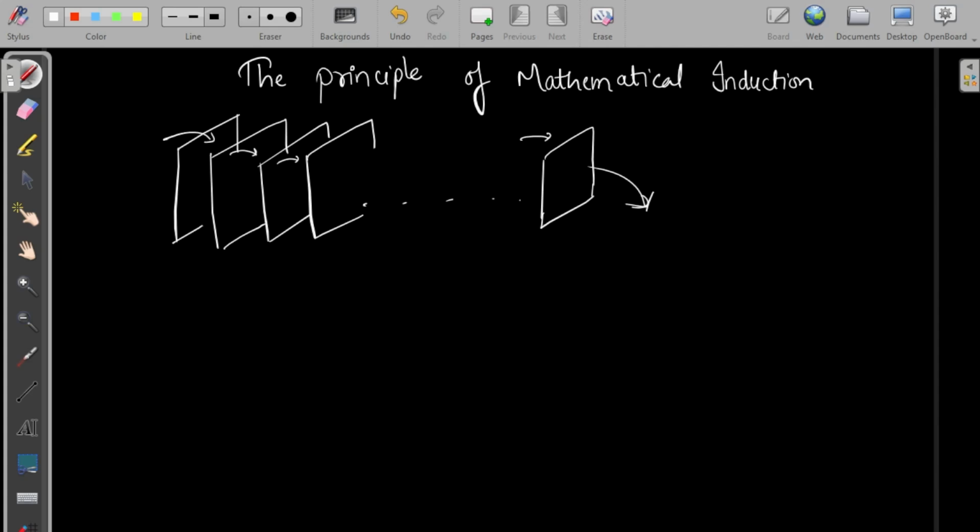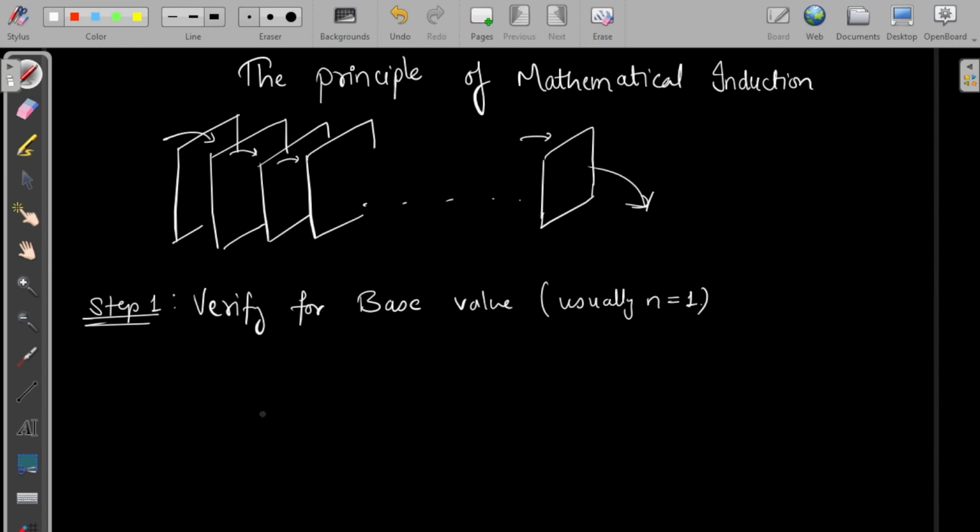So whenever in maths we have to prove a statement that is true for all natural numbers, we generally perform two steps. Step 1 is that we verify that the statement is true for the first value, known as the base value. Verify for the base value, which is usually n equal to 1, or it can be different also, maybe n equal to 2, 3 or something, depending upon the question. This is exactly like pushing the first domino. Now comes step 2.